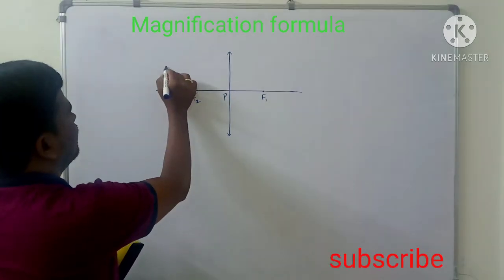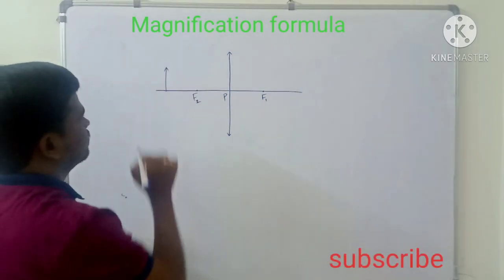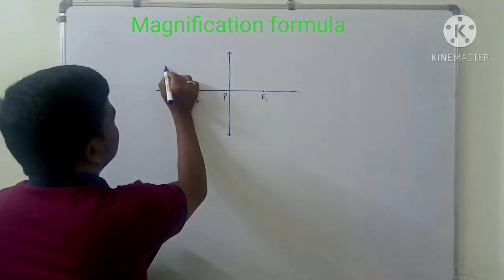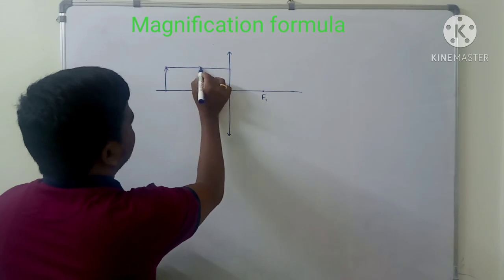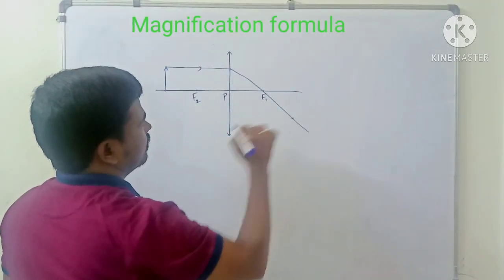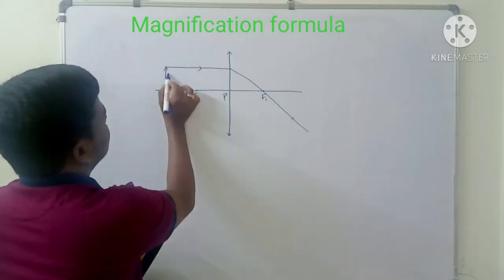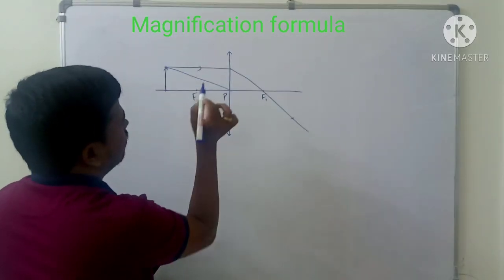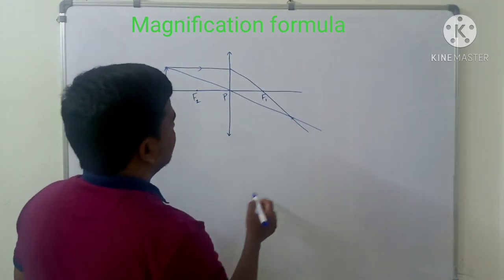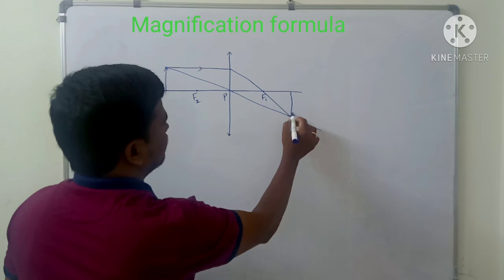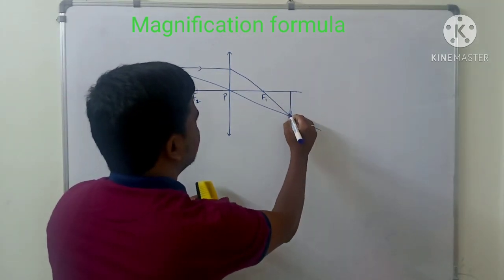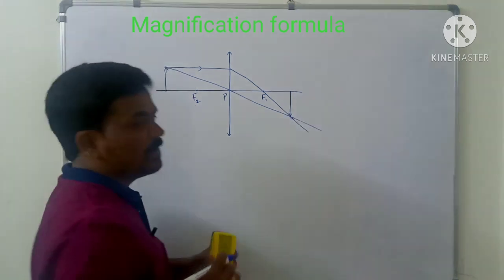Let me assume here is an object. We have to find the image. For that we need two rays: a line parallel to the principal axis, which goes through the focus. We already knew it. Next the line goes to the optical center. It connects here, that means we get the image here. This is the map we need to derive the magnification formula.